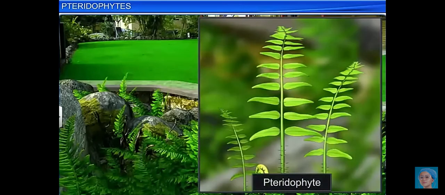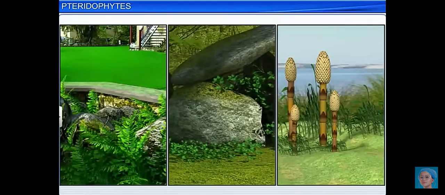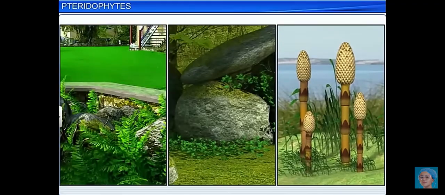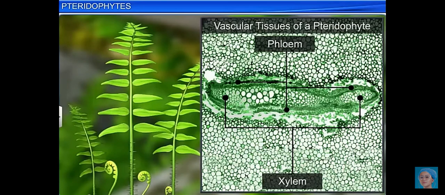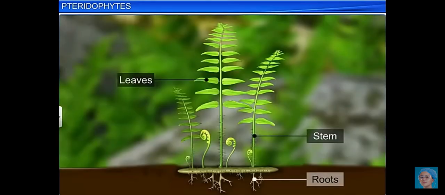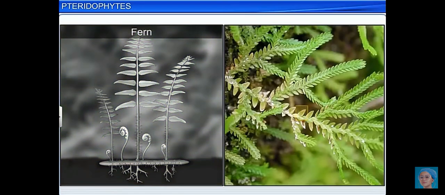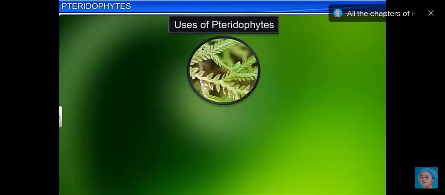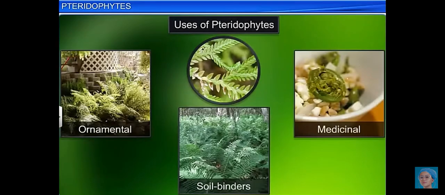Ferns are a type of pteridophyte. Pteridophytes are plants that flourish in a damp, cool and shady habitat, although some species also grow in sandy soil conditions. They occupy a special place in plant evolution as they were the first terrestrial plants to possess vascular tissues and true root, stem and leaves. The leaves of a pteridophyte are large as in ferns or small as in the case of Selaginella. Pteridophytes are widely used as ornamental plants, soil binders and for medicinal purposes.